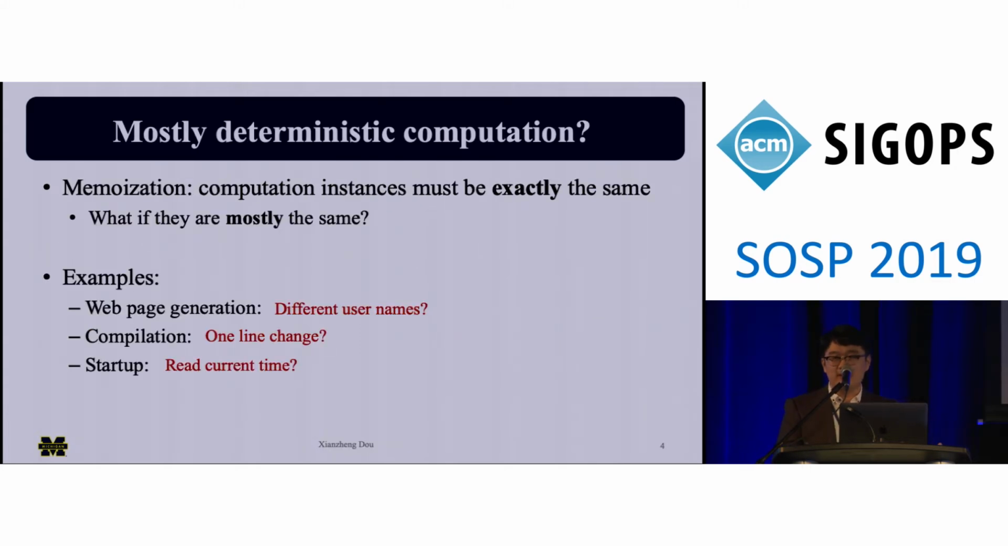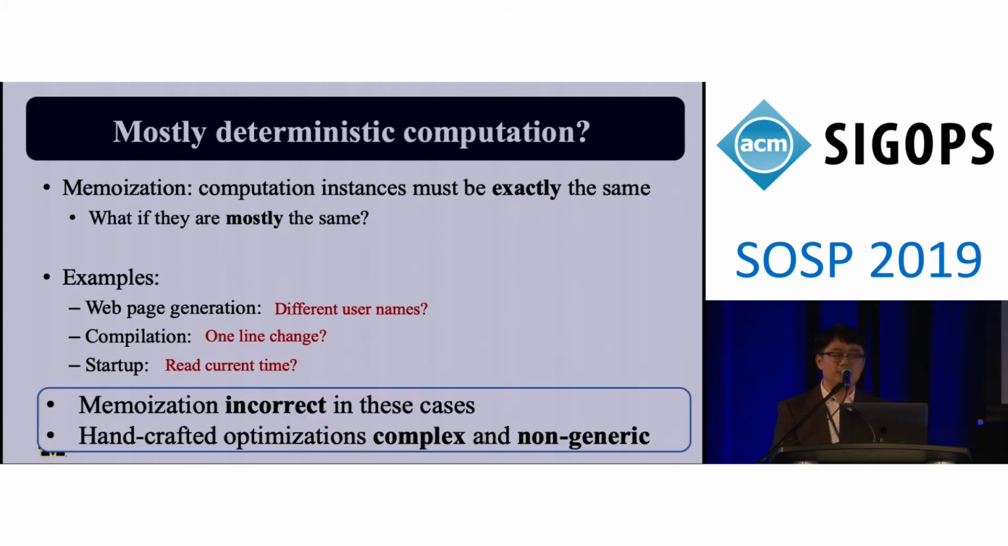This works pretty well for computations that are exactly the same. But what if they are mostly the same? Like there are some small differences across different executions. For example, what if your web page displays the same content except different usernames? Or what if you change one line in your source code? What if your application startup reads nondeterministic inputs like the current time? In those cases, memoization is incorrect, so you have to fall back to re-execution of the entire code region.